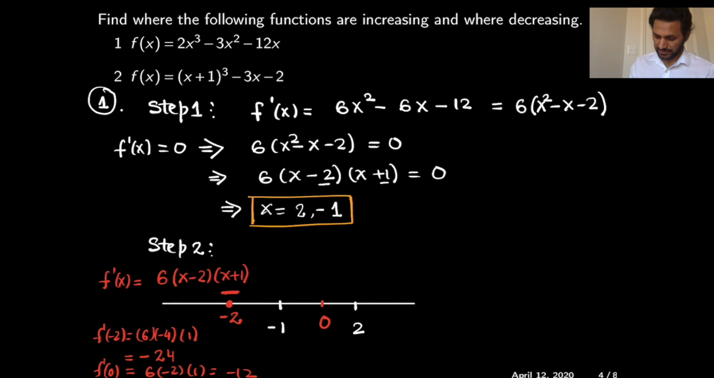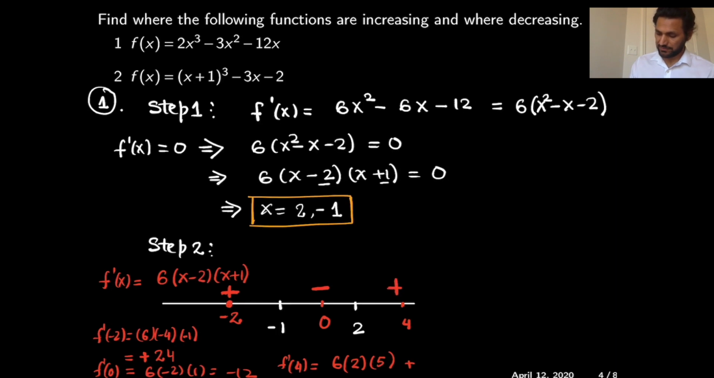Sorry, this gives me a positive sign here, and this gave me a negative sign here. And if I choose a point like, let's suppose, 4, and plug that into the derivative function, let's do that. F prime evaluated at 4 will be 6 times 2 times 5. So that's definitely a positive number, so I get a positive sign.